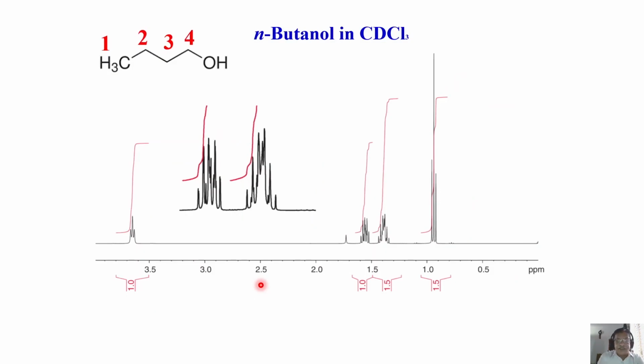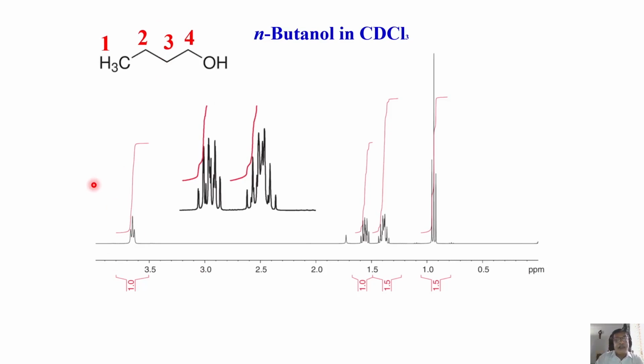Sometimes you come across a situation like this. It is a very simple molecule I have taken: CH3, CH2, CH2, CH2, OH. N-butanol is done in CDCl3. The CH3 is a triplet because of this. This CH2 is a quartet and a triplet, a complex pattern somewhere here. And this CH2 is a triplet of a triplet because of these two somewhere here. And this is a triplet because of this one that is here.